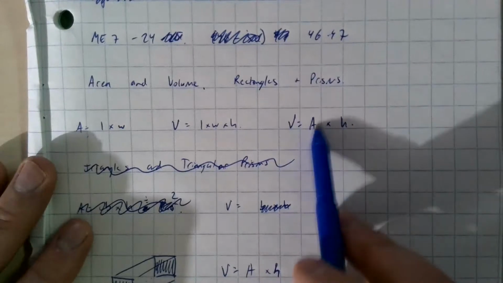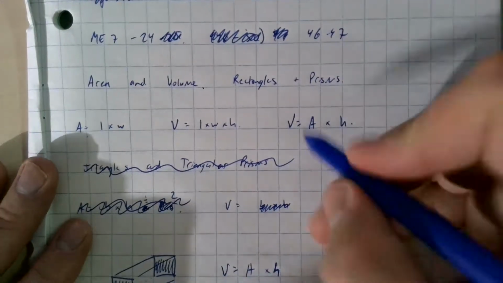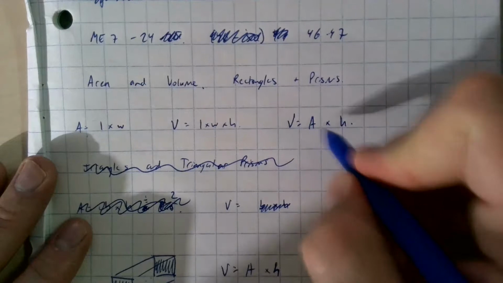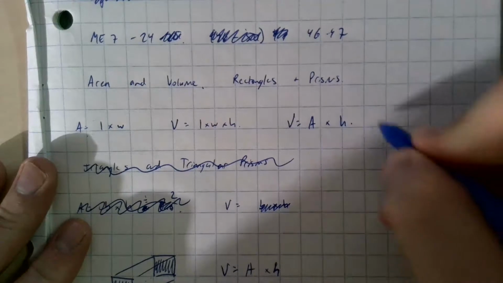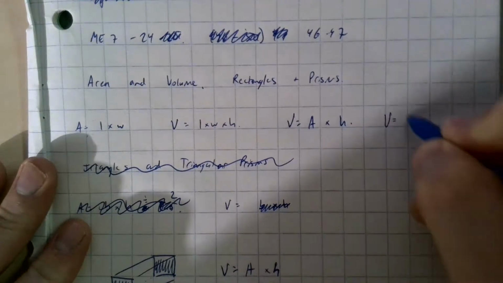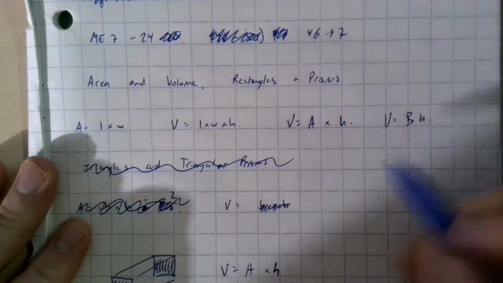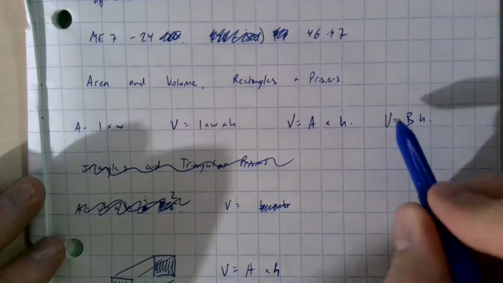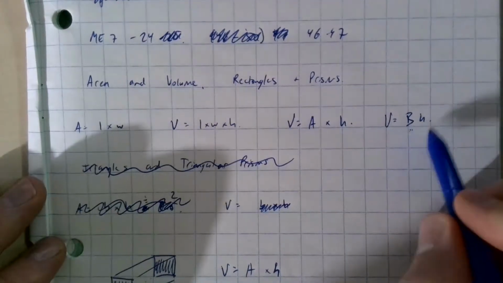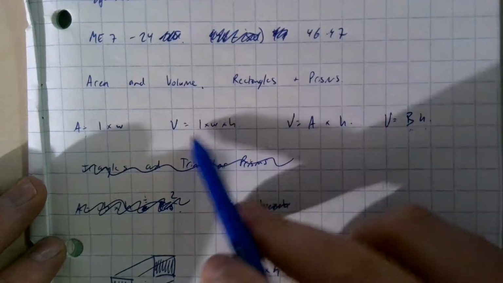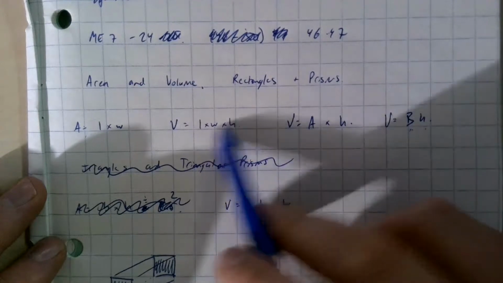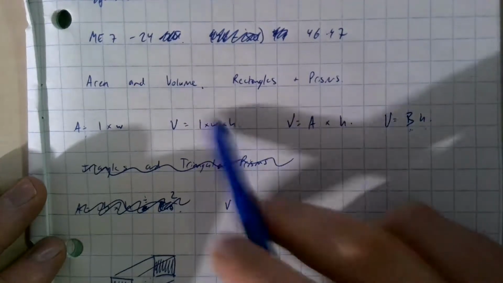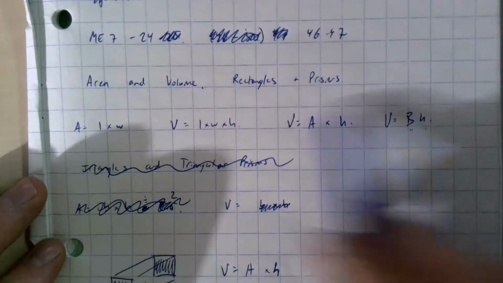So we always want to find the area of the base to find the volume. Another way to describe this is V equals capital B H, capital B being the area of the base. So volume equals the area of the base times height, or you could say the area times height, or length times width times height. But either way, this is our formula for volume, and this is going to apply when we're dealing with triangles specifically.